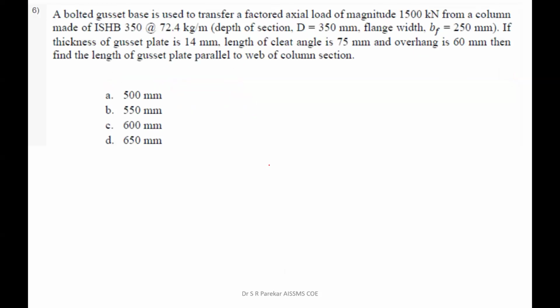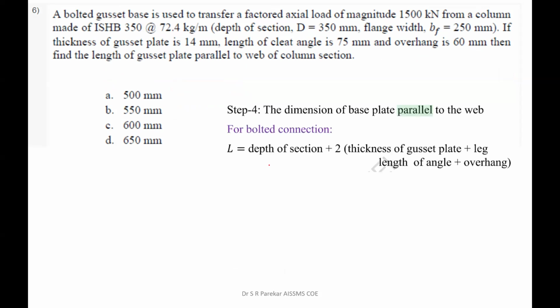Then we have question number 6. A bolted gusseted base is used to transfer a factored axial load of 1500 kilonewton. D is given, BF is given, and thickness of gusset plate is given. We have to find the length of the base plate parallel to the web of the column section. Here it is clearly mentioned, base plate parallel to web, and we have L equal to the depth of the section.